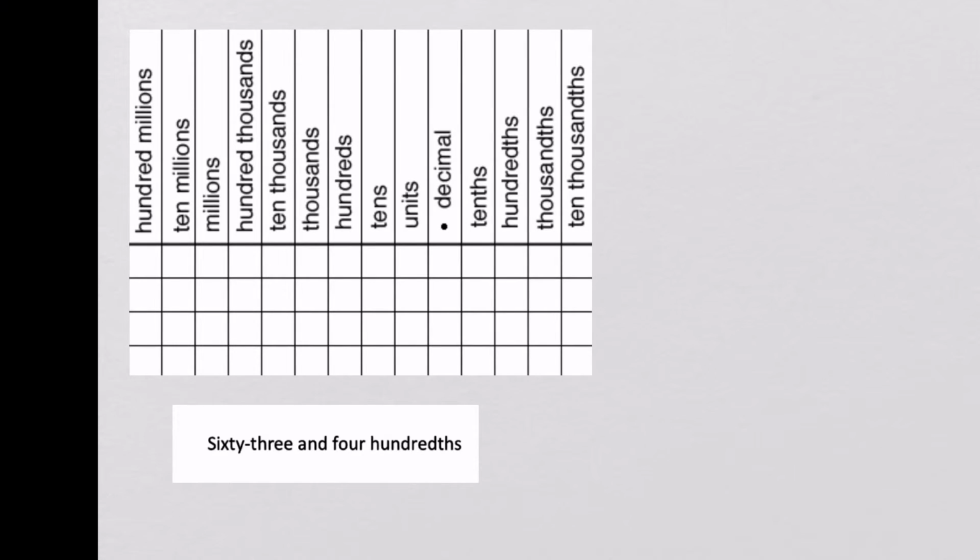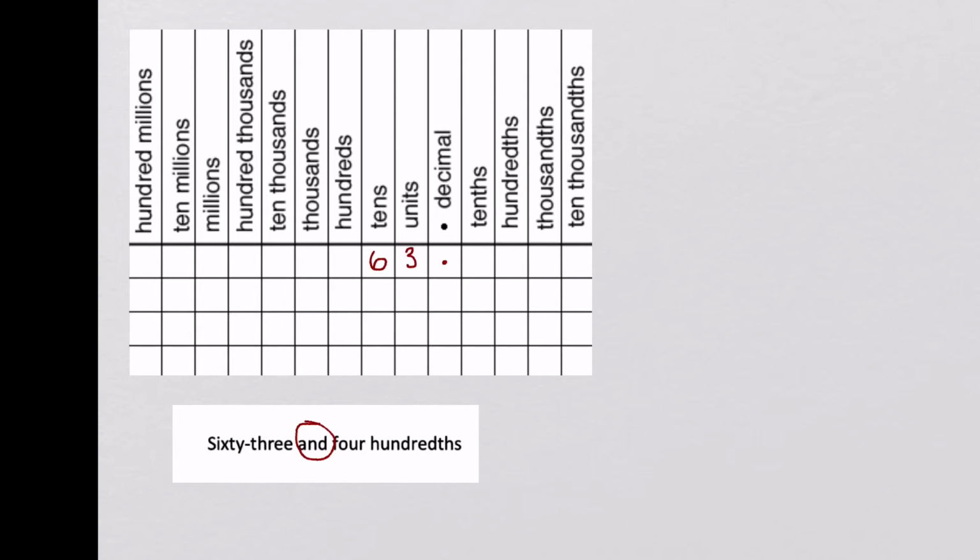Alright, now we're going to talk about the number 63 and 4/100ths. Notice we've got the word and in here. And means decimal place, so anywhere we see the and, everything after that has to go after the decimal. So 63, the 3 goes in the ones place or the units place. The 6 has to go in front of that. The decimal in the decimal position.